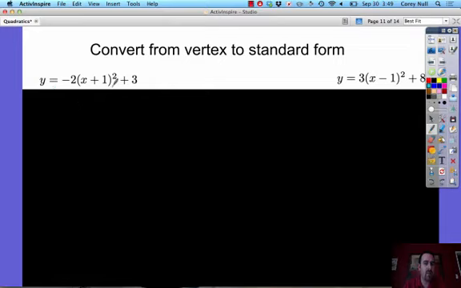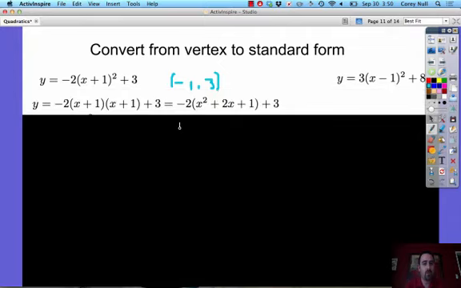This is a parabola. It's negative, so that means that the parabola goes down. It's 2, which means it's a little bit skinnier, a little bit taller than the usual parabola, and the vertex is at negative 1, comma 3. So that's what we know from vertex form. That's really nice. I'm going to try to convert that to standard form, which means I'm going to try to multiply everything out and combine like terms.